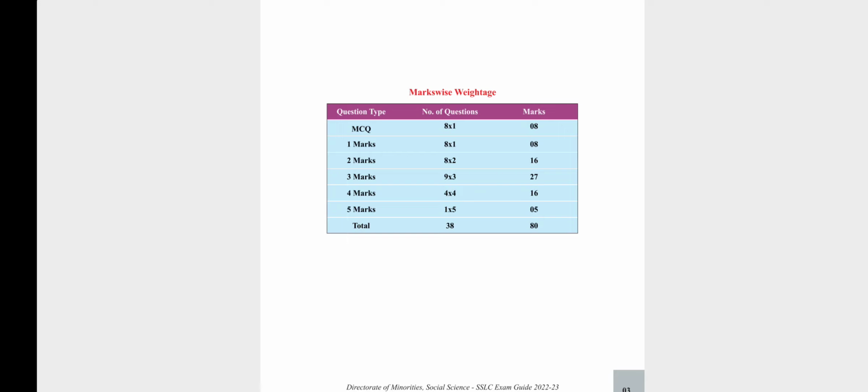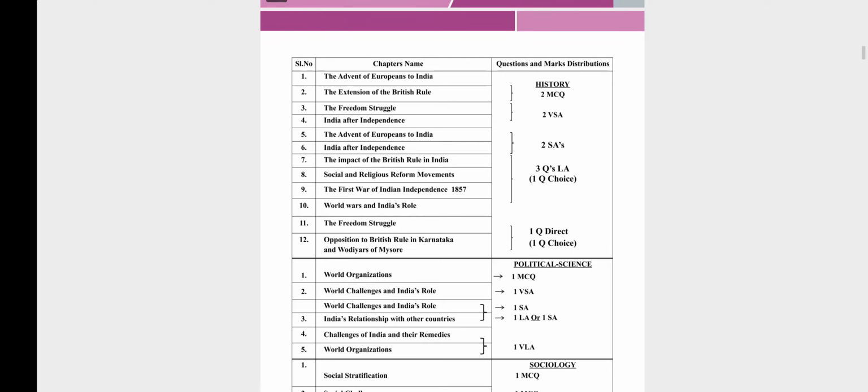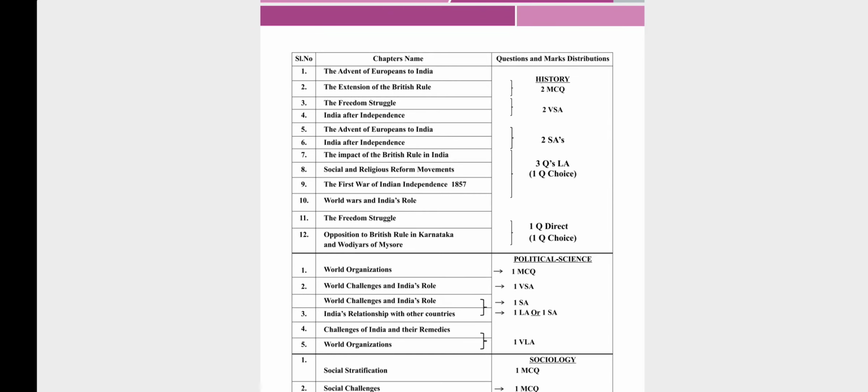So 2 mark questions you're going to have 8, 3 mark questions you're going to have 9, 4 mark questions you're going to have 4 questions, 5 mark questions you're going to have 1. So total will be 38 questions for the following 80 marks. So here the questions and the marks distribution is also being given. Please have a look.